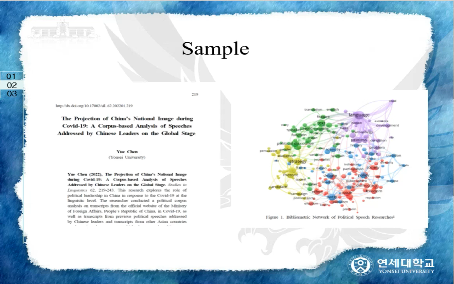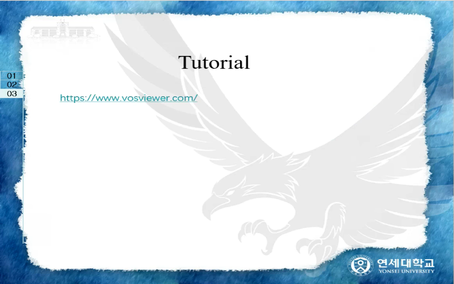As you can see on the right, there is a network picture about the keyword political speech. I used over 2,000 articles published between the years 1970 and 2021 from the Web of Science, and then I applied VOSviewer to get this picture. It is obvious that there are 5 clusters in this picture with different colors. So in the next part, I will show you how to use VOSviewer to draw an overview picture about the topics you are interested in.